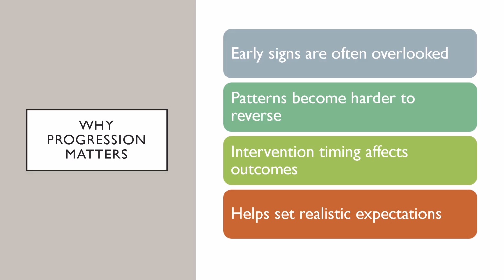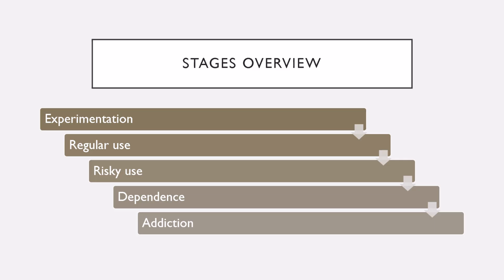Because when people understand progression, they're often a lot more willing to engage in the treatment. They start to see that what they're experiencing is a part of a pattern, not just isolated events. And that awareness can be a turning point. So let's take a look at the overall stages of addiction progression. These stages are not rigid categories, but they're providing a helpful framework for understanding how substance use develops over time.